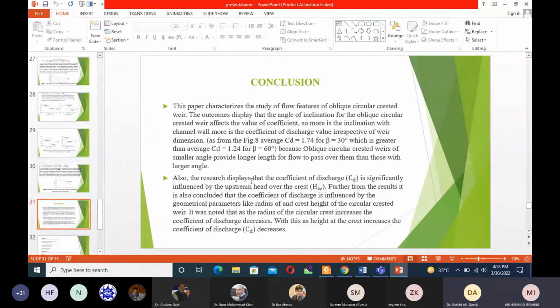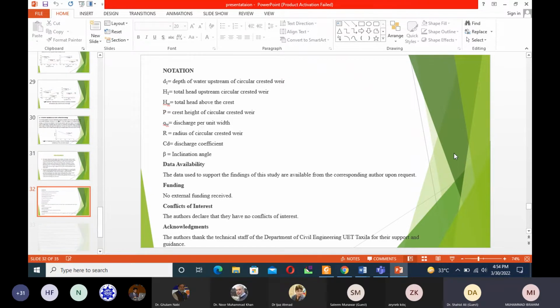Also, the research displays that the coefficient of discharge is significantly influenced by the upstream head over the crest ratio. Further, from the results, it is concluded that the coefficient of discharge is influenced by geometrical parameters like radius and crest height of the circular crested weir. It was also noted that as the radius of the circular crest increases, the coefficient of discharge decreases. Likewise, as the height increases, the coefficient of discharge decreases.